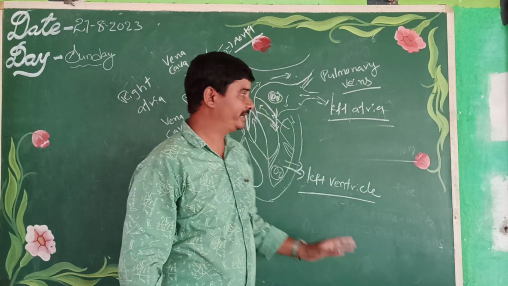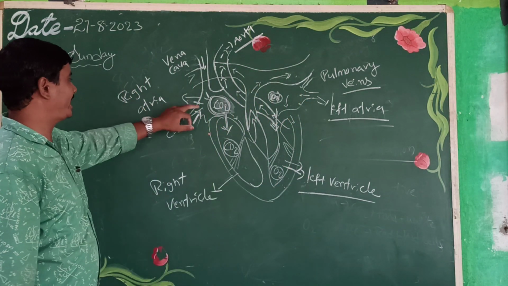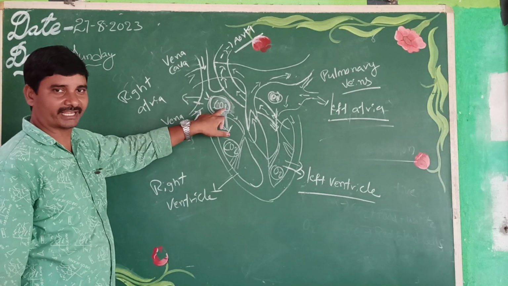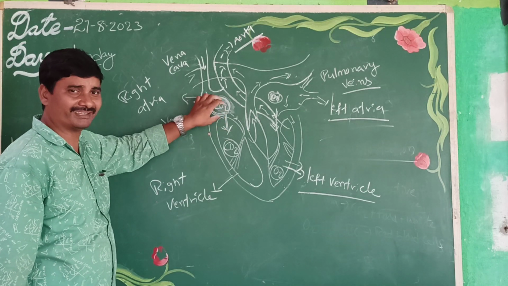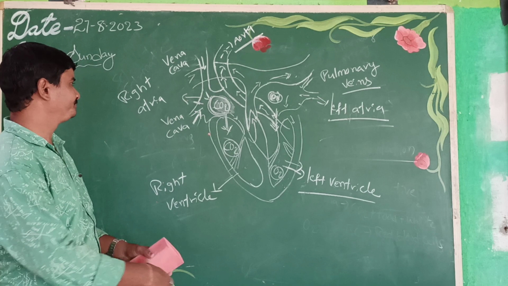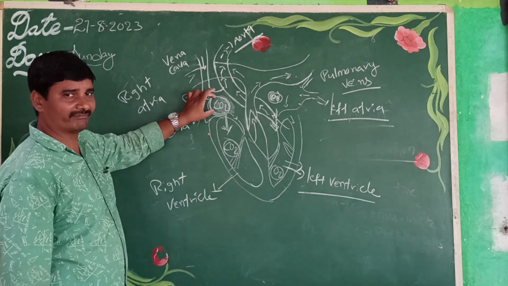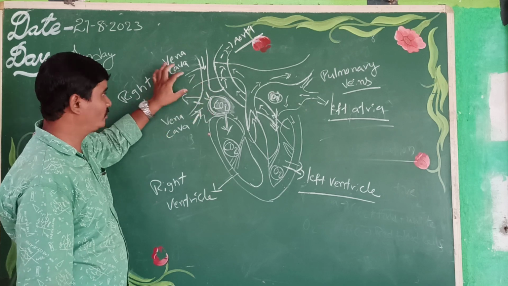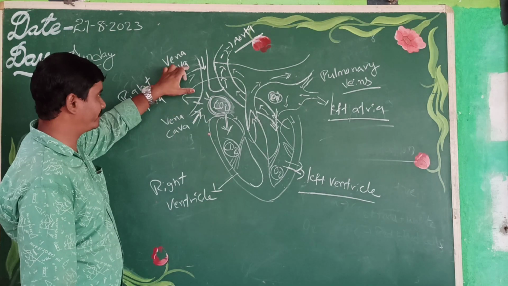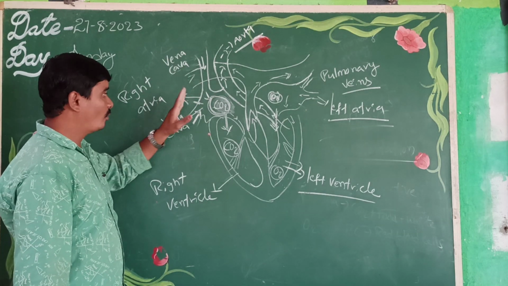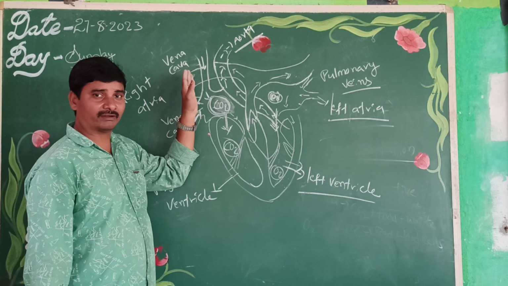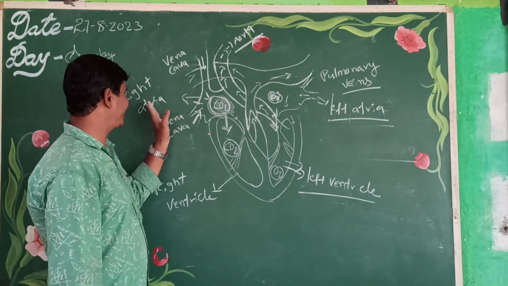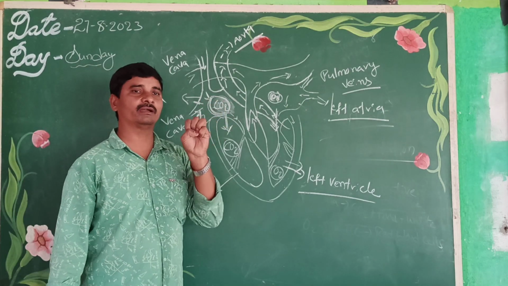This is the right side, and the right atrium is filled with carbon dioxide blood, which means deoxygenated blood. Which blood vessel brings this deoxygenated blood from your body parts? The vena cava. Both are veins, the superior vena cava and the inferior vena cava. When this deoxygenated blood enters the right atrium, the right atrium is relaxed.